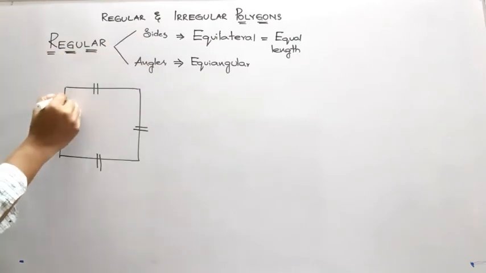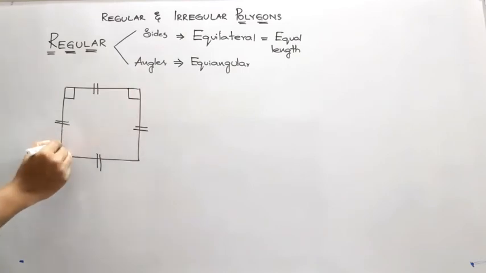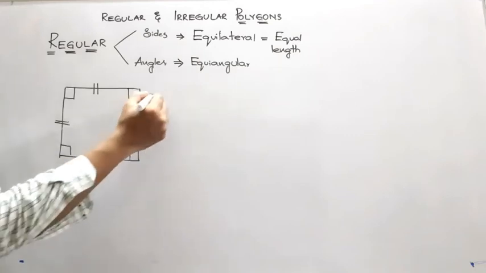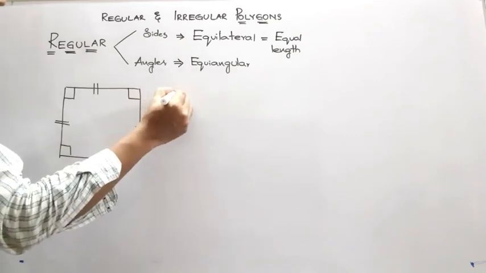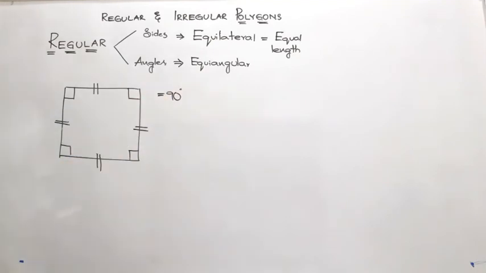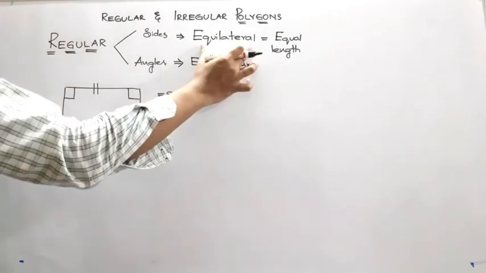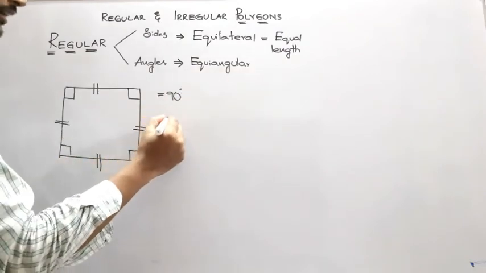Next, what about the angles of a square? It's very clear that in a square all the angles are right angles. That means each angle of a square is equal to 90 degrees. Hence we can say that as the square is equilateral and equiangular, the square is a regular polygon.